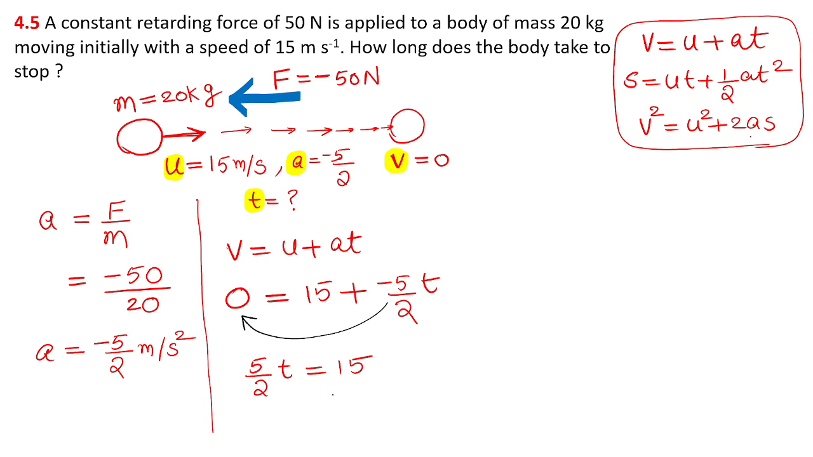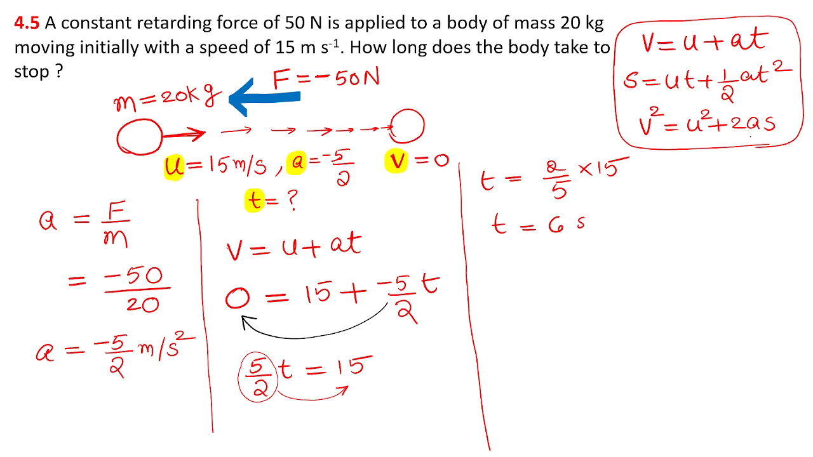Yes, sir. Then I can do one thing. This 5 by 2 can be taken to the other side. Is there any issue? No problem. 5 by 2 becomes 2 by 5, reciprocal. If you take 5 by 2 to the other side, it becomes reciprocal, 2 by 5 into 15. I don't want to explain the simplification part. 6 seconds. So the body will stop in 6 seconds.